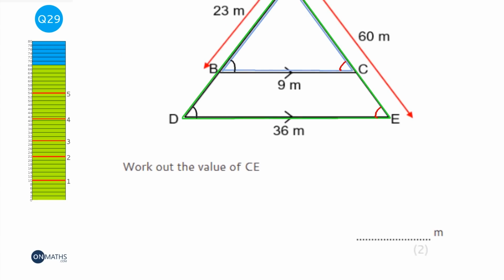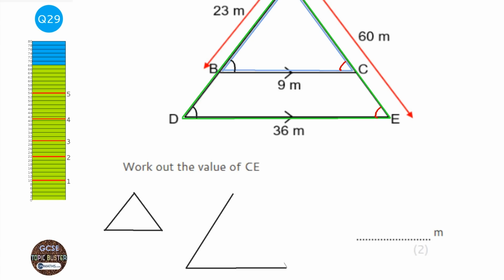So, important first step of this is to draw out the two triangles. Okay, and I'm just going to sketch them out roughly. So a small one, and we've got the big one. And then copy the length. So this is going to be 23, this is going to be 9, this is going to be 36 at the bottom here, and this one's going to be 60.